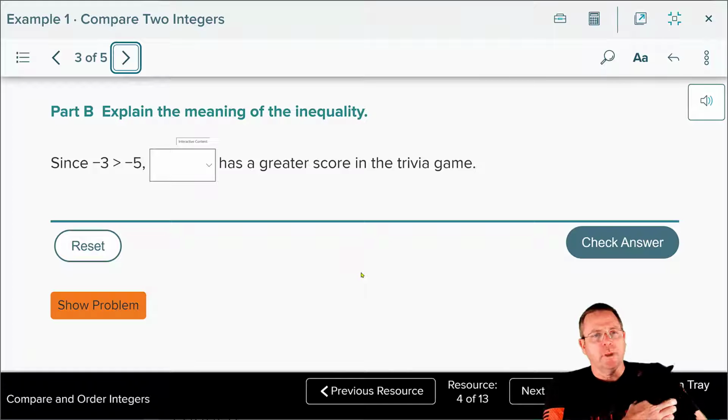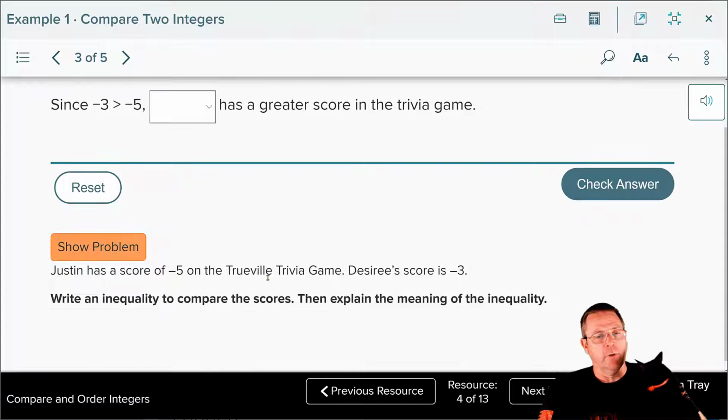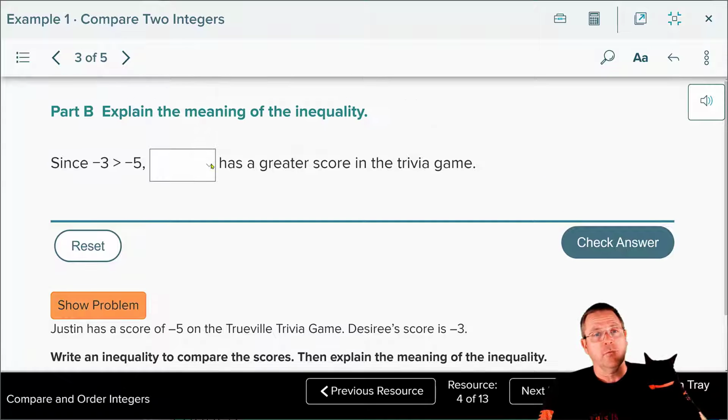Since negative 3 is greater than negative 5, we would say that Justin or Desiree has a greater score. I don't remember the problem, so let's show the problem. Justin had the negative 5. Desiree had the negative 3.